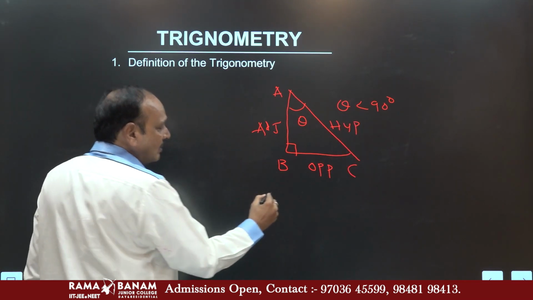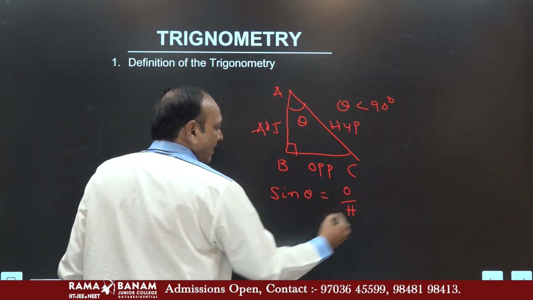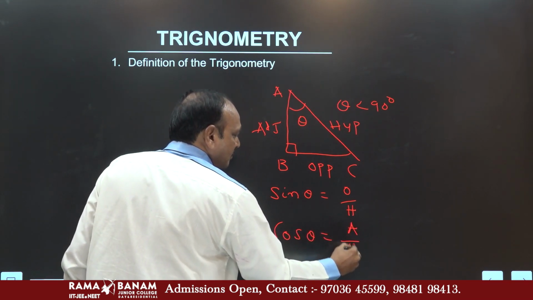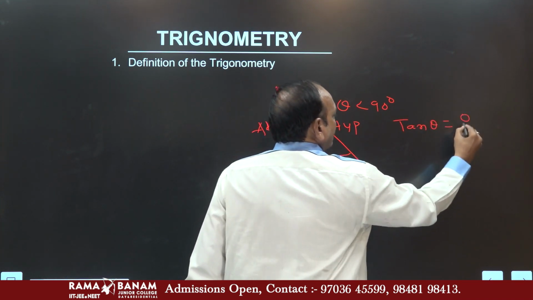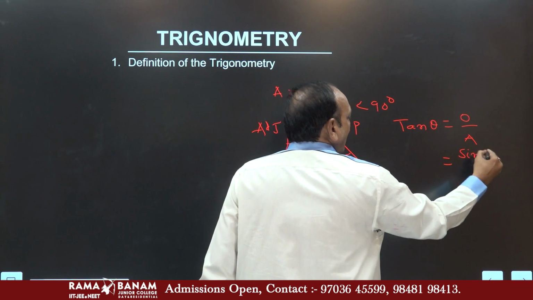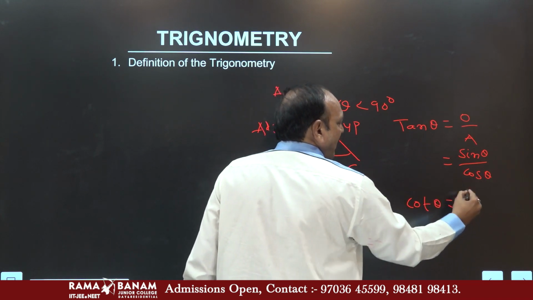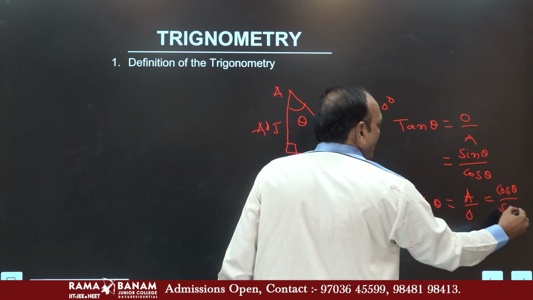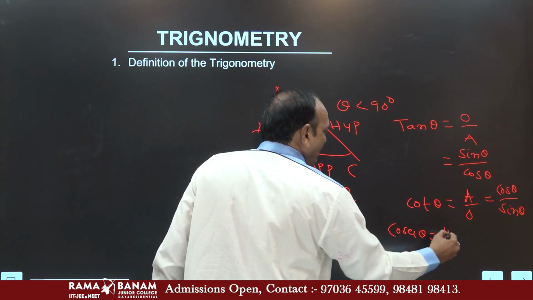Now sin theta, according to the definition, is opposite by hypotenuse. Cos theta is adjacent by hypotenuse. Tan theta is opposite by adjacent side, which we also call sin theta by cos theta. Cot theta is adjacent side by opposite side, which is cos theta by sin theta. And cosecant theta is hypotenuse by opposite side.